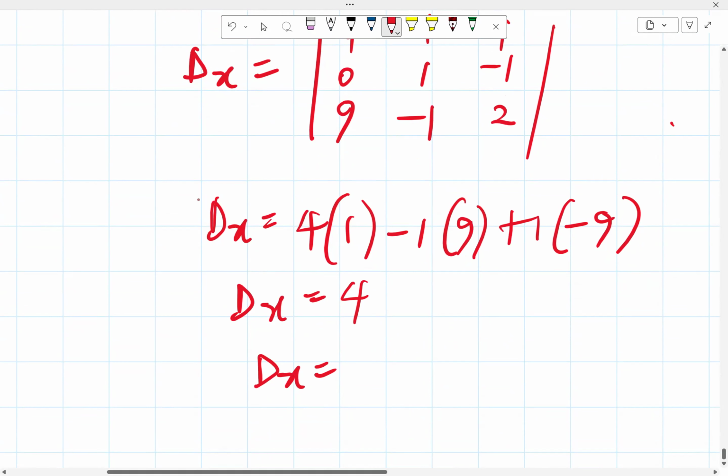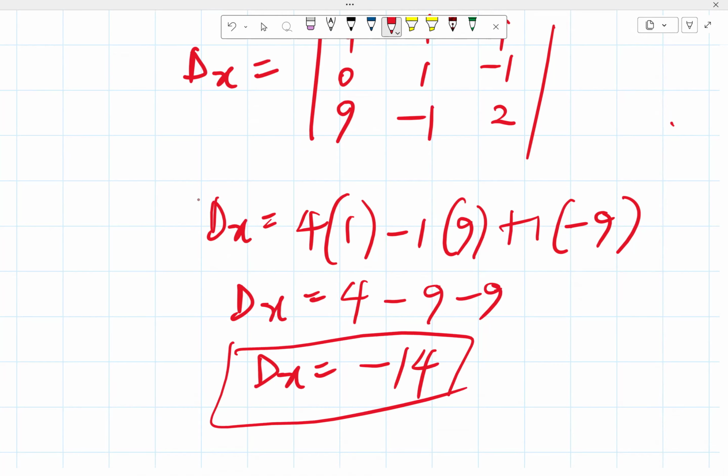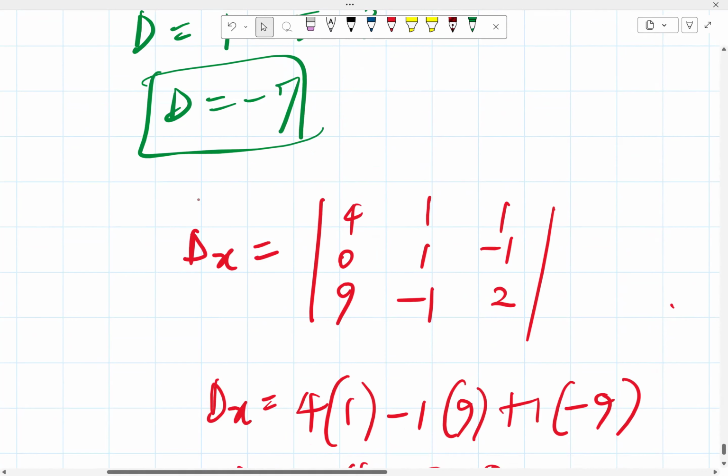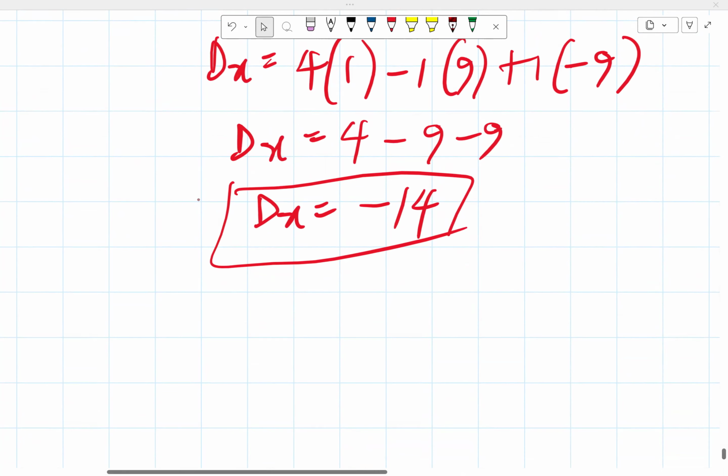So we have 4 minus 9 minus 9. That is 4 minus 18. That's minus 14. So dx is minus 14. Okay, now that's making sense. Then we go for the next one.